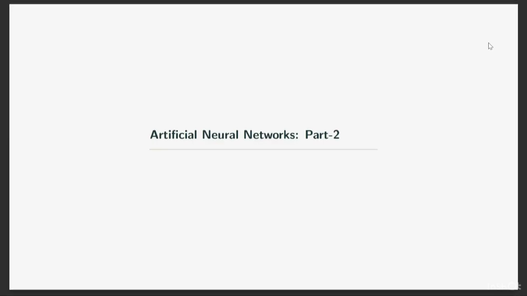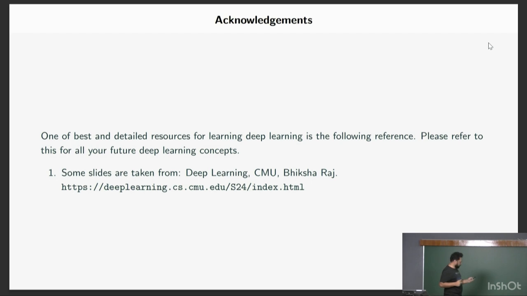So I call this part 2, and again I take some slides from my favorite source, which is the deep learning course at CMU. It's a pretty good course, so I acknowledge some of the figures that I take from there. If you want to learn deep learning really well, I highly recommend that you go there. One of the best explanations of CNN, RNN, and attention-based models.